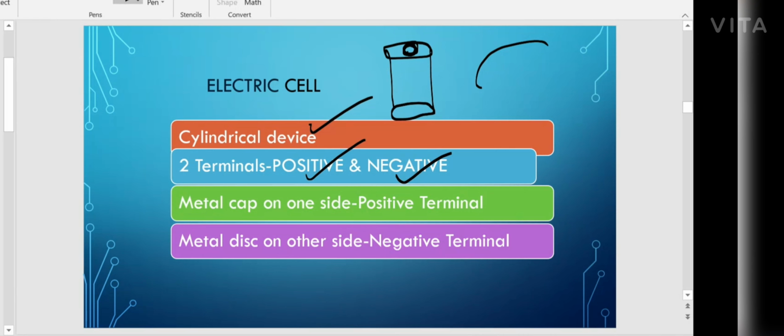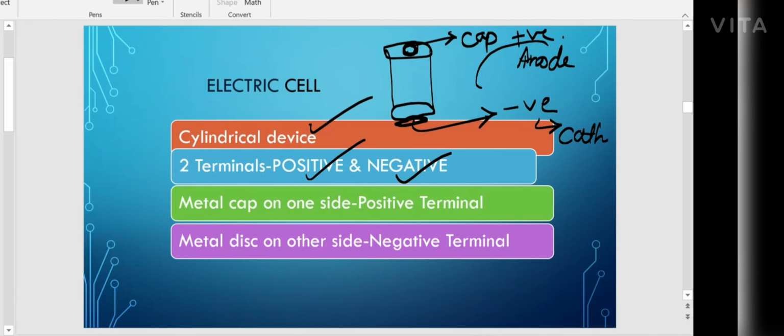The bulged part of the cell we are calling the cap, that is positively charged. And here you can see the disc form, which is the flattened form, that we are calling the metallic disc, that is negatively charged. A positive charge electrode we are calling the anode. A negative charged electrode we are calling the cathode.